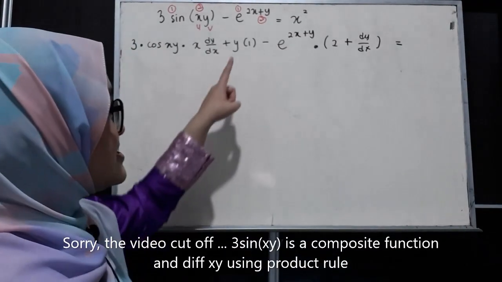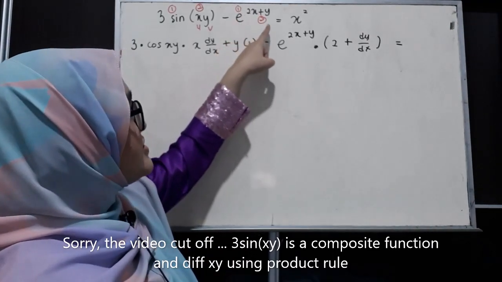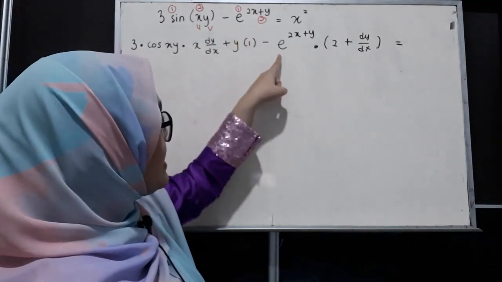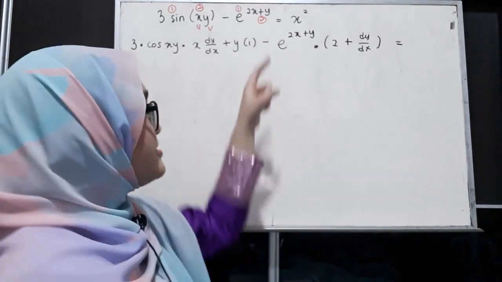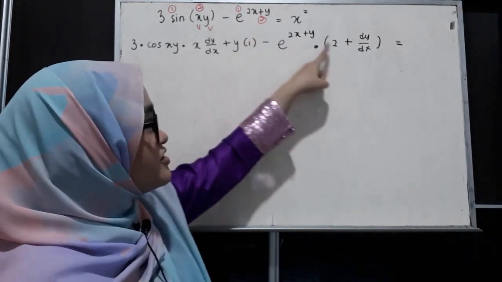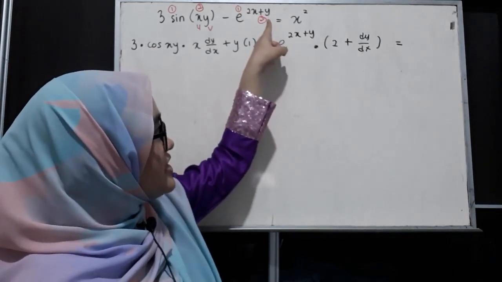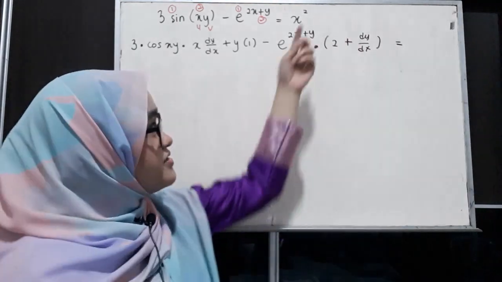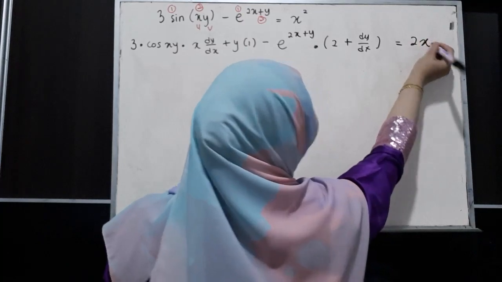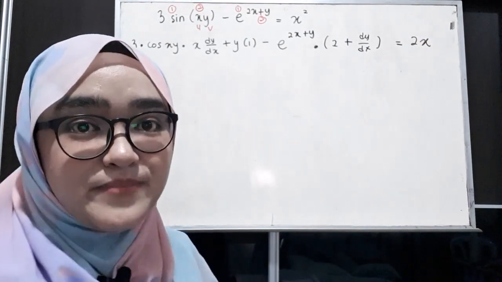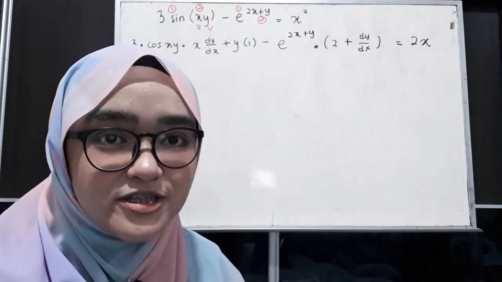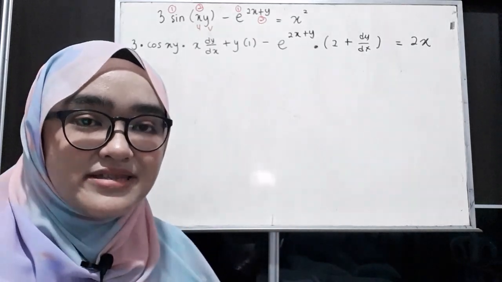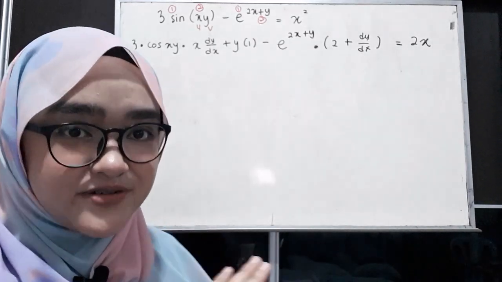Okay, now we want to differentiate e to the power 2x plus y, which is a composite function. Differentiate the exponent, we get e to the power 2x plus y. Differentiate 2x plus y. Differentiate 2x, we get 2. Differentiate y, we get 1, and we must add dy over dx, equal differentiate x squared, which is 2x. Let's try to expand and simplify the equation first to make it easier for us to separate terms with dy over dx on the left and terms without dy over dx on the right.